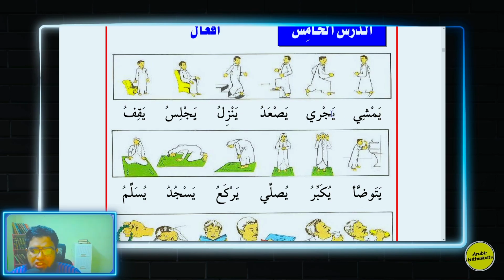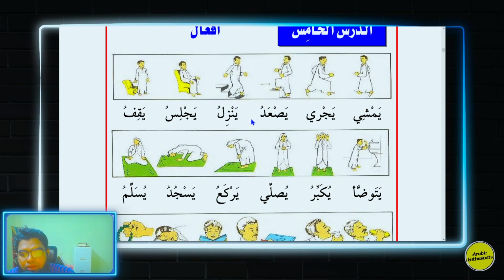Yamshi, he walks. Yajri, he runs, to run. Yas'ad, he climbs. Yanzil, he gets down, he descends. Yas'adu, yanzilu. So yas'adu is he climbs. And there's a he hidden, by the way. The ya represents he climbs. Yanzilu, he descends. Right? That's why you say he. Huwa is understood here. It's like hidden there. He. That means this guy is hidden.